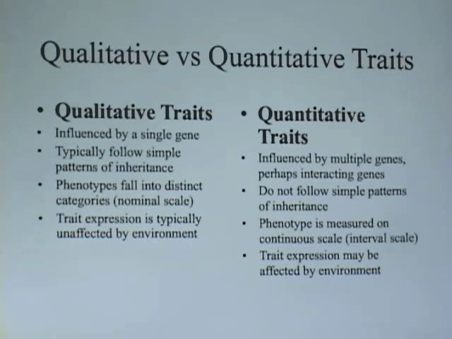And truly, almost no trait that you can think of with regard to humans is a qualitative trait. Okay, almost all of our traits that you can think of are quantitative traits, things that are influenced by multiple genes, perhaps interacting genes, and don't follow simple patterns of inheritance. The phenotype tends to be measured on a continuous scale, things like height or IQ, and the trait can be affected by the environment. So most traits that we think of are actually quantitative traits. They're harder to get a handle on.